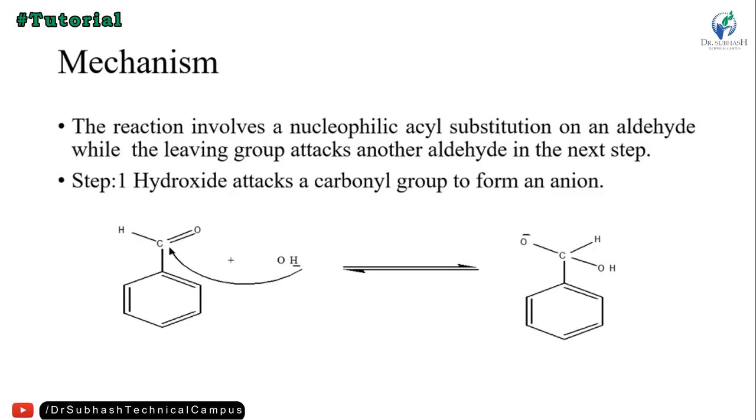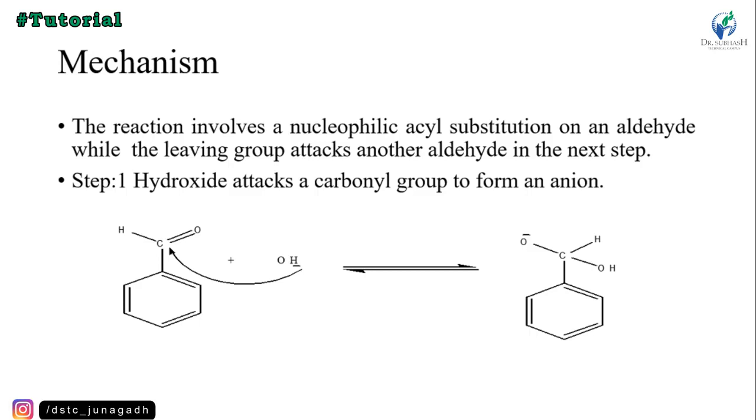Step number 1: the hydroxide group attacks the carbonyl group to form an anion. The OH group is directly attached to attack the carbonyl group. What is a carbonyl group? A carbonyl group is any carbon compound having a double bond to O, and that is called a carbonyl compound. The OH group is directly attached to the carbonyl compound, and we get one derivative of the carboxylic acid. Not the proper carboxylic acid, but a derivative of the carboxylic acid.